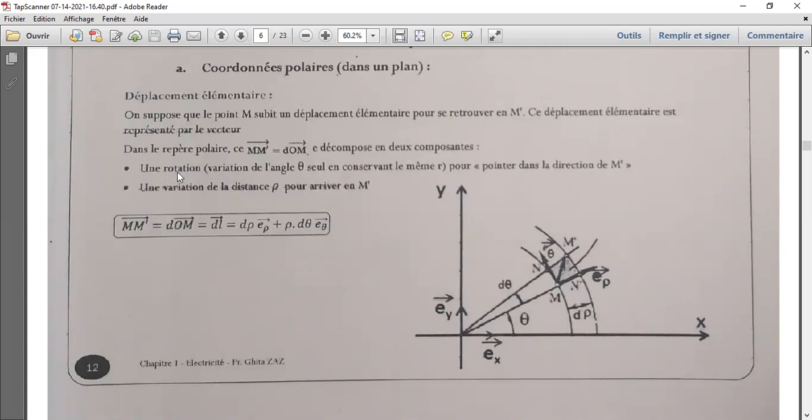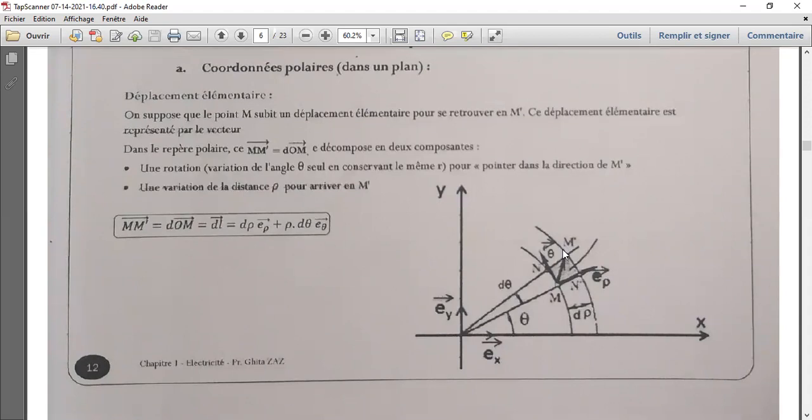It says une rotation, variation de l'angle theta, et on conserve le même arc pour porter la direction de M prime. So I'm going to explain the first point: on conserve le même arc, meaning the même radius, pour porter dans la direction de M prime. I want you to follow me closely. I'll be a bit fast here, but it's something really simple.